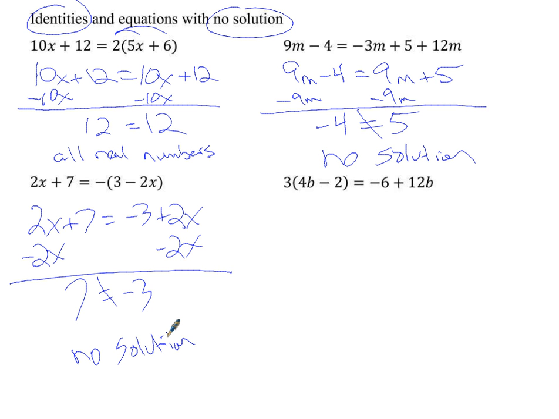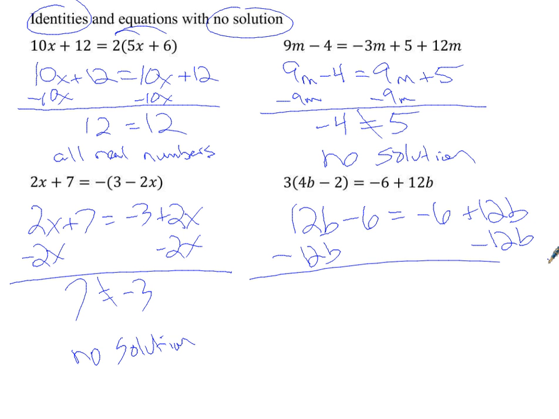Okay, the last problem, what should we do? Distribute first. What do we get? 12b minus 6 equals negative 6 plus 12b. All right, now what? Look for like terms to combine. Do we have any? No. So now what? Subtract 12b from both sides. And what do we get on the left? -6. What do we get on the right? -6. That is a true statement, so my answer is all real numbers.